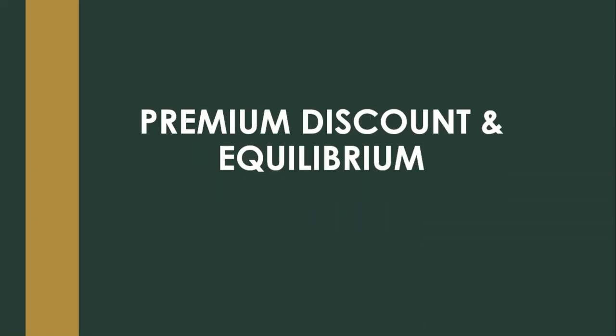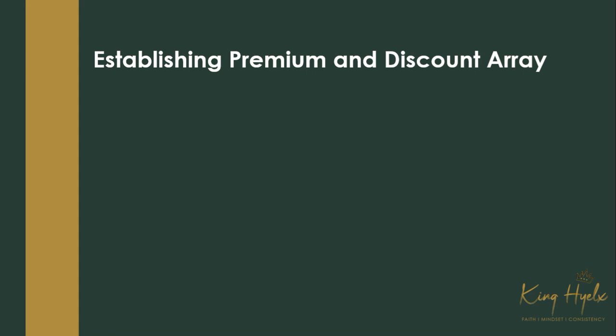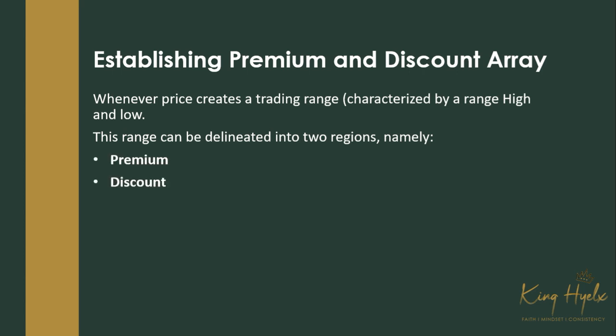In this video we're going to be going over premium, discount and equilibrium. So let's hop on. First of all, establishing what premium and discount is. Whenever price creates a trading range, which is characterized by a range high and a range low, this range can be delineated into two regions, namely premium and discount.